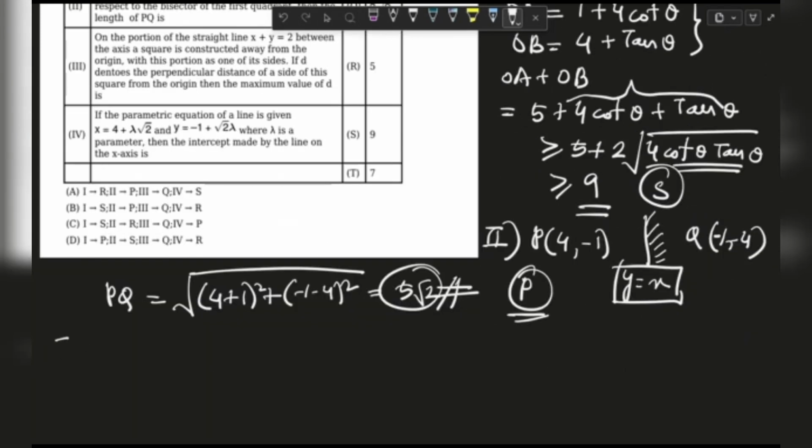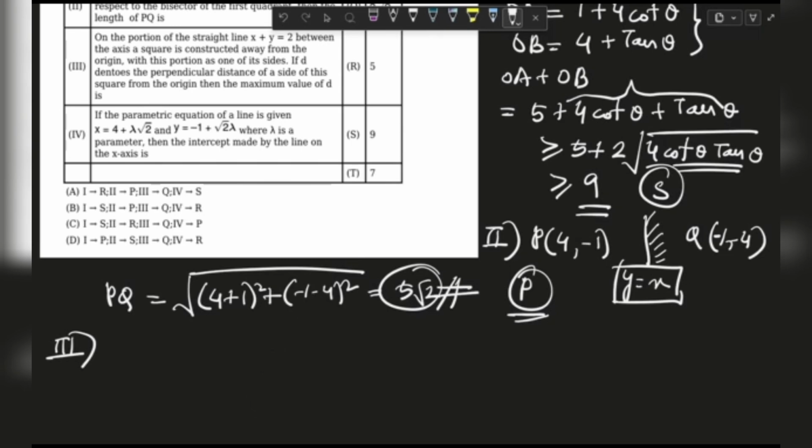So basically our part 3 reads something very tedious. On the portion of the straight line x plus y equal to 2 between the axes, a square is constructed from the origin with this portion as one of its sides. So if d denotes the perpendicular distance of a side of this square from the origin, then the maximum value of d is. So they have kind of messed with the language. Okay, let's do this step by step.